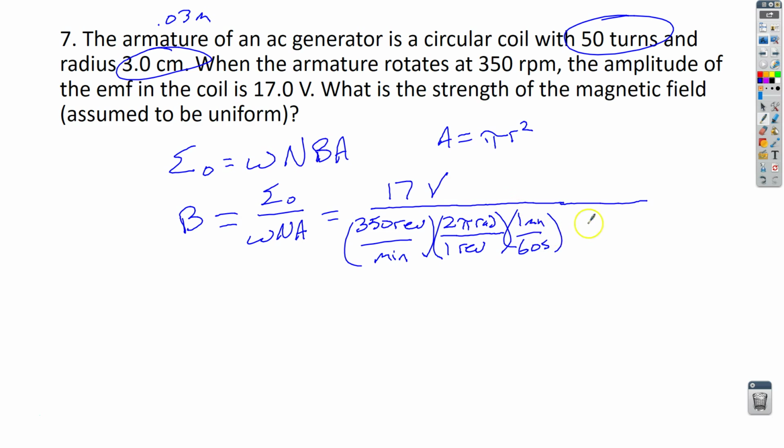This was 17 volts of potential on the top. Then we have to do the area, which would be, I'm sorry, we have to put in the number of turns, which is 50, times pi, times 0.03 meters, and we're going to square that for our radius. Now that we have all our numbers, if you go through and do your math, you should get somewhere close to 3.3 Tesla. Remember, that is the unit for magnetic field.